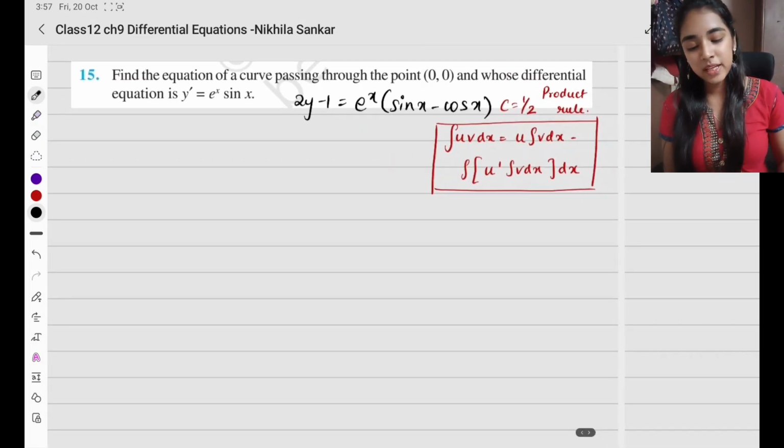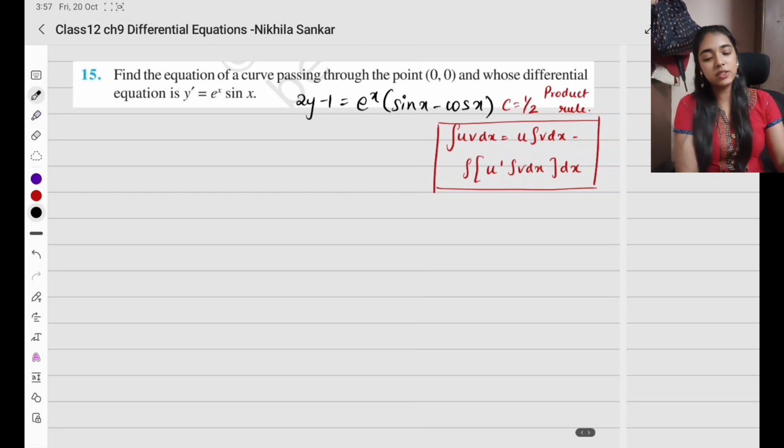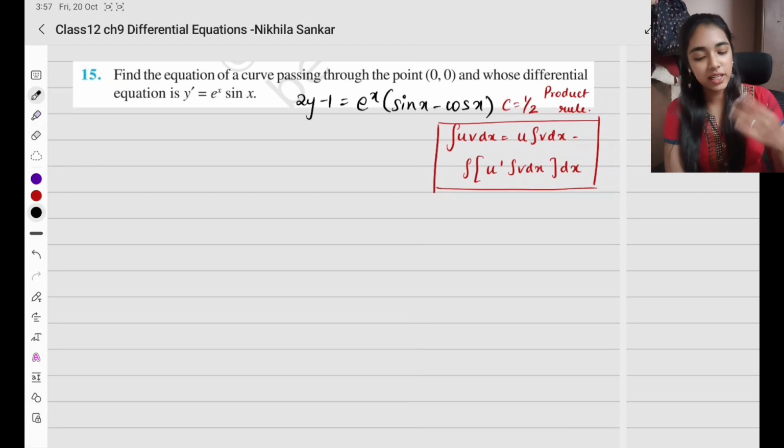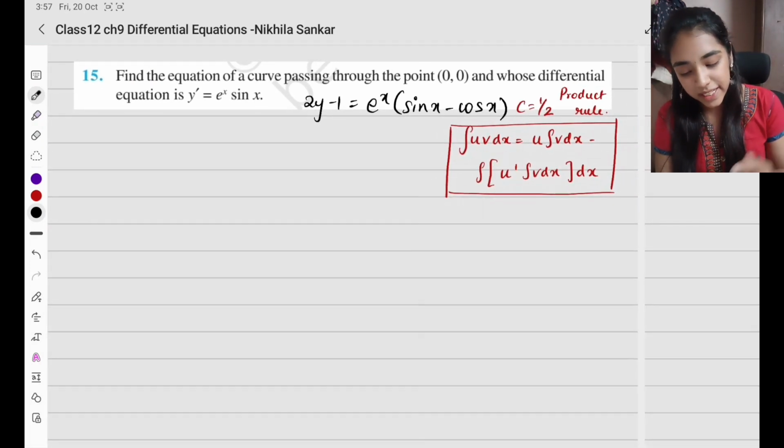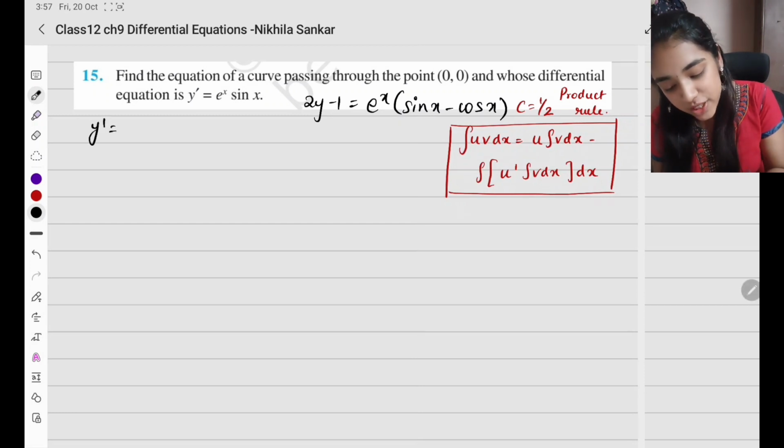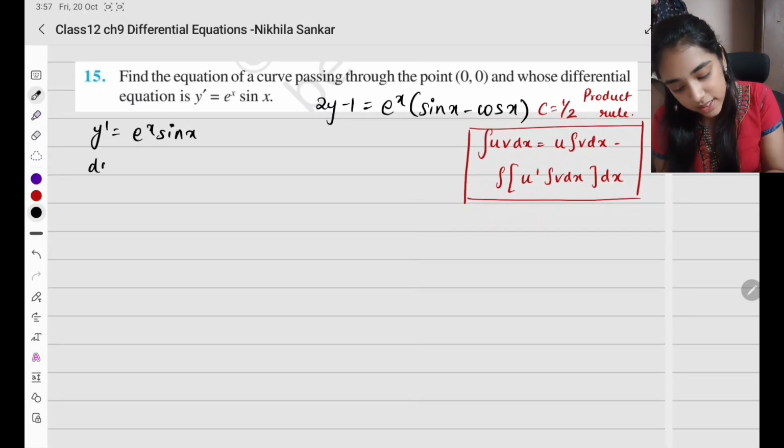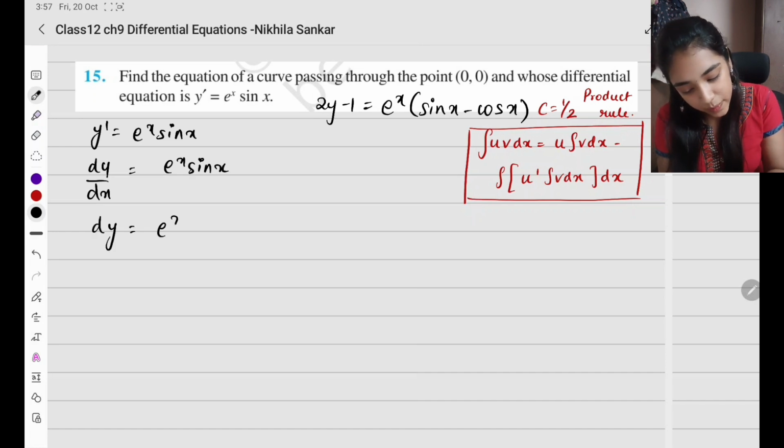Question number 15. Find the equation of the curve passing through the point 0, 0. The differential equation is given. Okay. This sum is a little long, but let's finish it quickly. You have y dash equals e to the x sin x. What is y dash? dy by dx equals e to the x sin x. dy equals e to the x sin x dx.